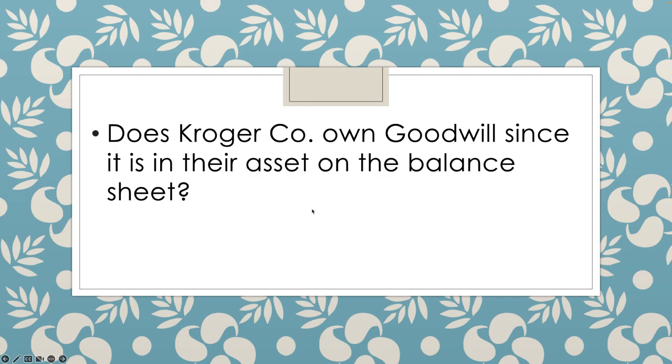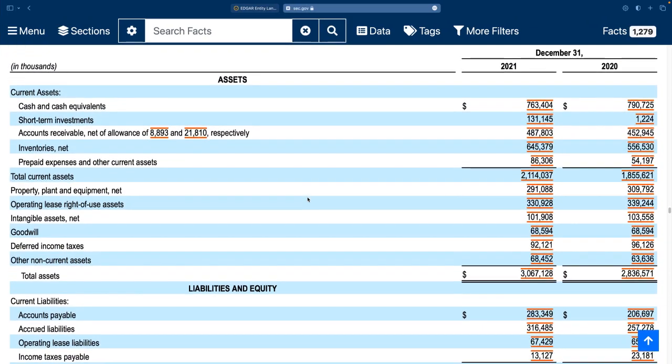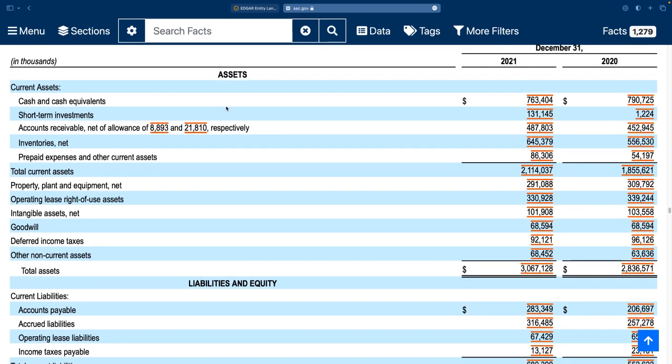Kroger. Does Kroger own goodwill since it's in their assets on the balance sheet? Does Columbia have goodwill? Yes, Columbia has goodwill. So I'm just going to use Columbia, even though it's going to be the same for Kroger. In the asset section of this balance sheet, you have an account called goodwill. Okay, and the question is, well, what is goodwill, right?